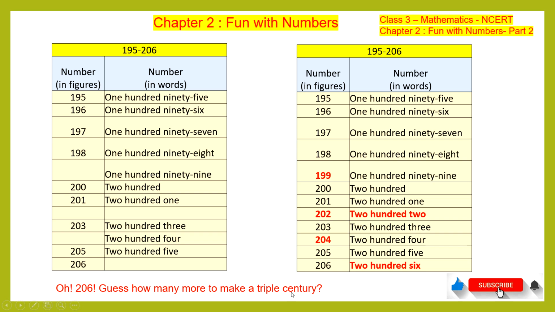Now here is one small question. Now we have reached 206. It is asking: guess how many more runs to make a triple century. So first we need to know what a triple century is, and if we are at 206, how many more numbers or how many more runs we need to reach a triple century.